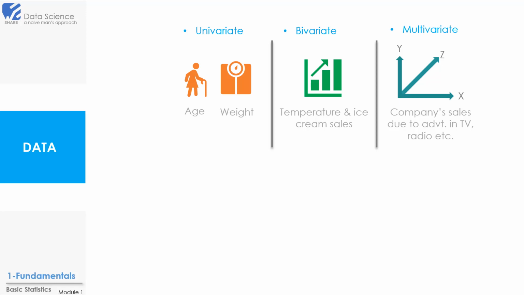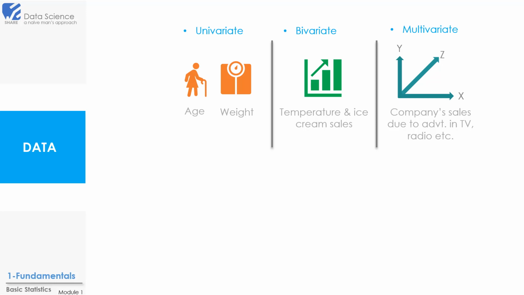Then the second type of data is bivariate. This type of data involves two different variables. The analysis of this type of data deals with the causes and relationships, and the analysis is done to find out the relationship among the two variables. Now the examples of bivariate data is the data of temperature and ice cream sales in the summer season.